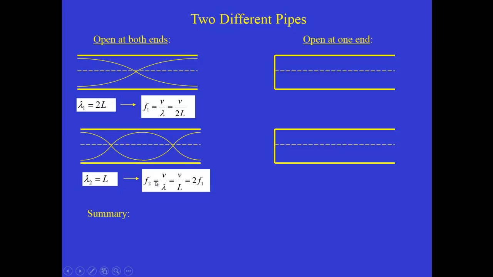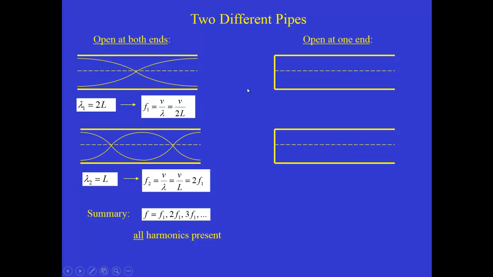So we can summarize, if we were to do this over and over and over again, we would see that the allowed frequencies, the normal mode frequencies, would be F1, 2F1, 3F1, and so on. And this is similar to what we found for a stretched string, where all of the harmonic frequencies are present. The first, the second, the third, and so on.